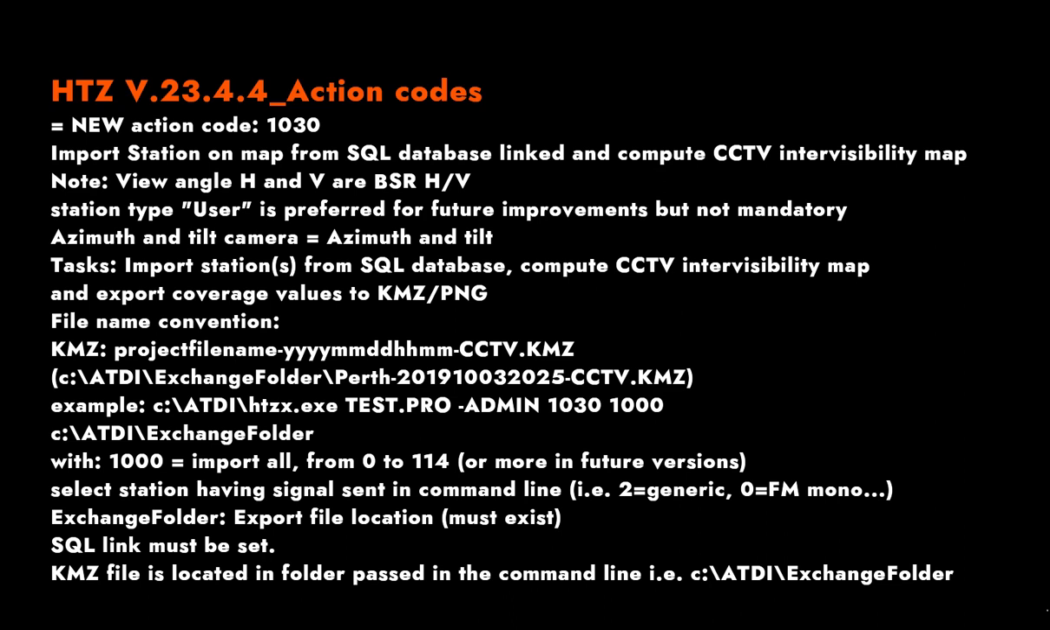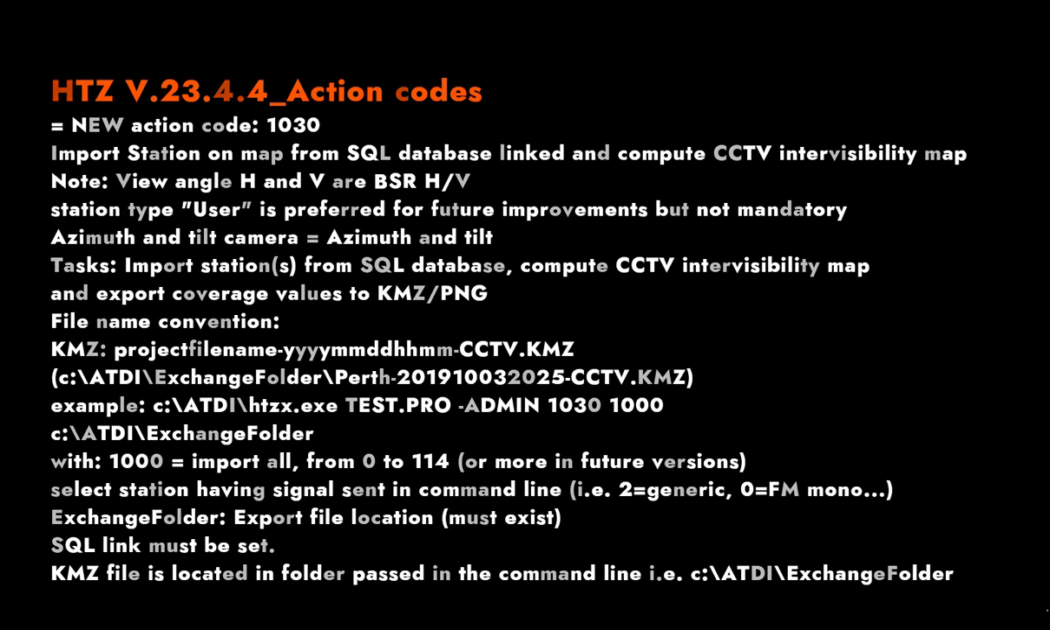where we specify location of the exe of the application, location of the project, admin code, action code number with options here. For that particular action code, 1000 means that we will consider all stations, but we could specify other numbers to say we would consider only broadcast stations or 4G stations and so on. And here, this is where the results will be exported. This action code is generating a KMZ file of the CCTV coverage.